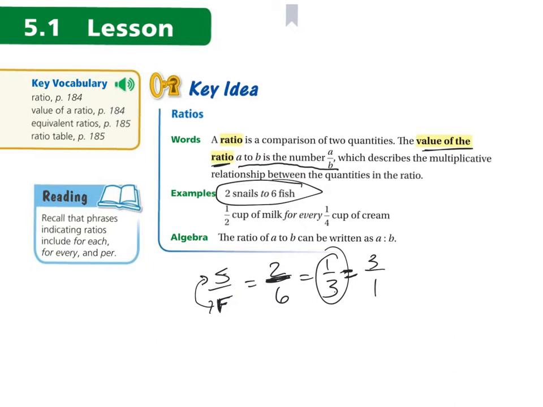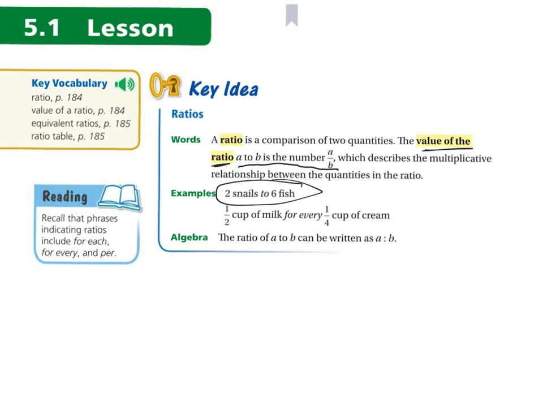Or for every 1 bucket of snails, because I flipped this for this example, we have 3 buckets of fish when I flipped it. Notice I flipped here, okay? Probably shouldn't have, but anyway. All right, so we're going to talk more about that. But that is just the basics of what I need you guys to understand.